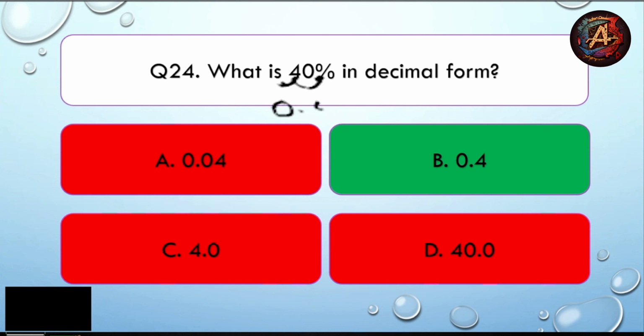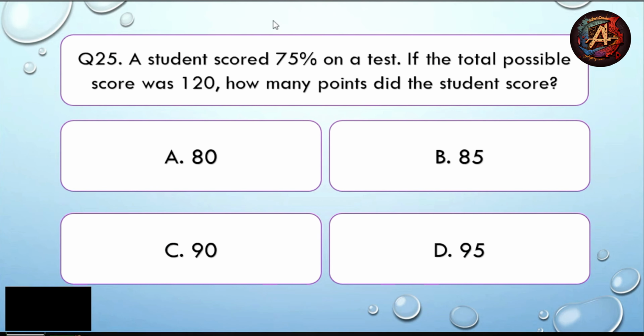Now let us go to our next question. Question number 25. A student scored 75% on a test. If the total possible score was 120, how many points did the student score? Is it A, 80, B, 85, C, 90, or D, 95? I'll give you 5 seconds.